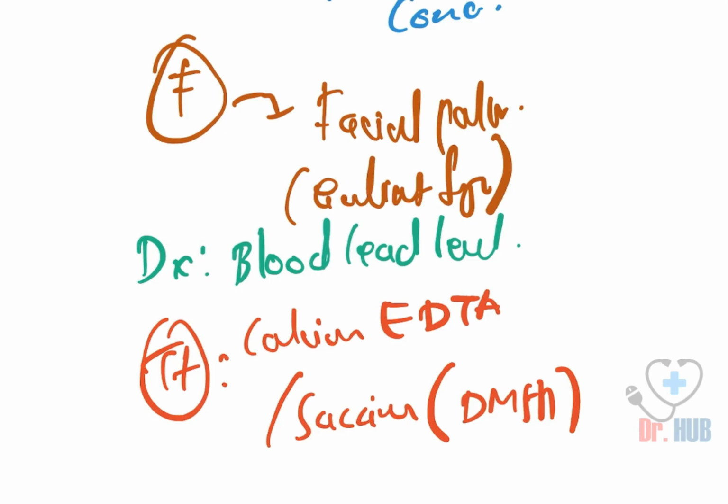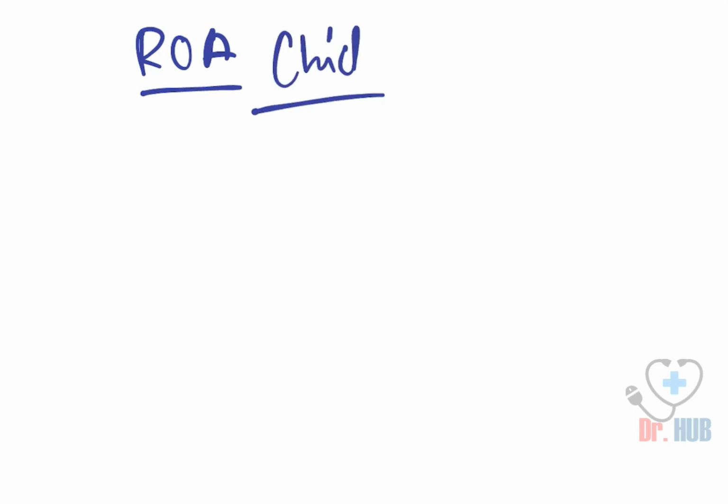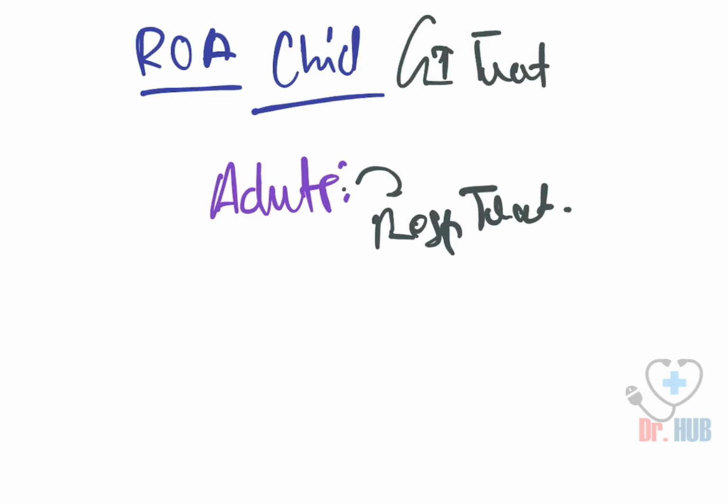Now this was about lead toxicity. So now we are going to look at the answers to our initial questions. Initially we asked what is the route of absorption in case of lead poisoning. There are two routes, for children as well as adults. In case of children, it was the GI tract, and in case of adults, it is the respiratory tract.